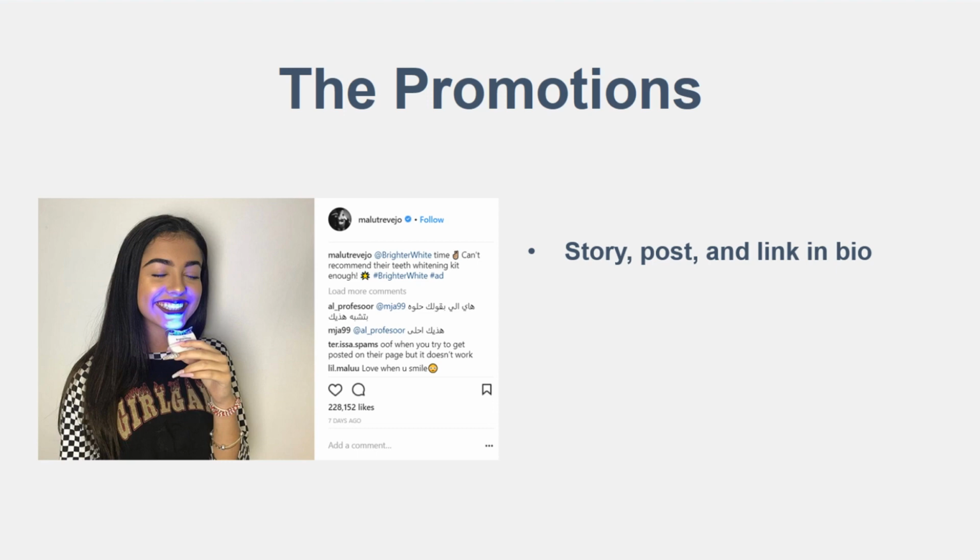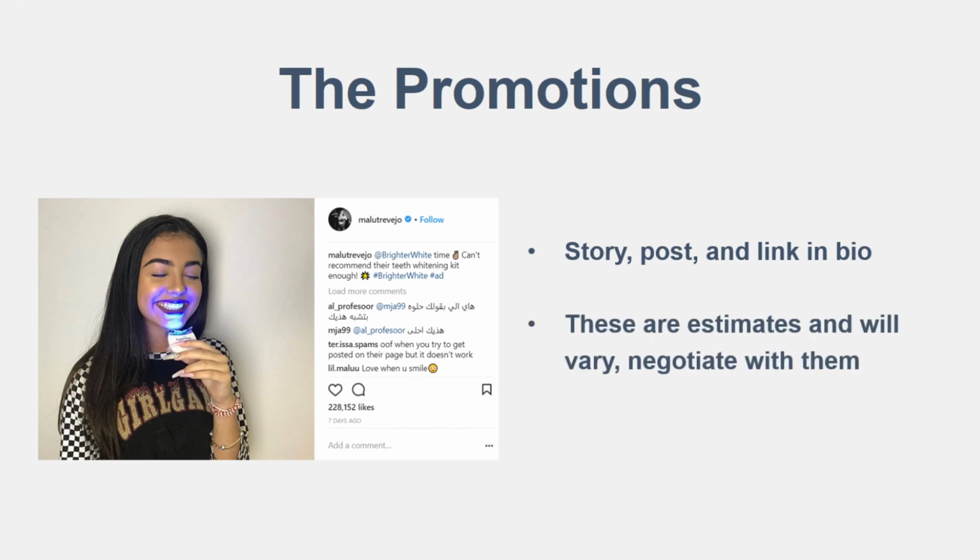This all is included within those price ranges. You want to have all those aspects, because some people might only see the story post, and some people might only see the picture post. You want to get the best amount of bang for your buck when you're paying for these promotions. And once again, these are estimates and will vary, so you're going to have to negotiate with these different influencers depending on what they're going to offer you. You generally want to only pay for the post to last for 24 hours, because the first 24 hours is when the post gets the most promotion on Instagram through the algorithm. So it's not really worth paying extra for posts to last longer than 24 hours.